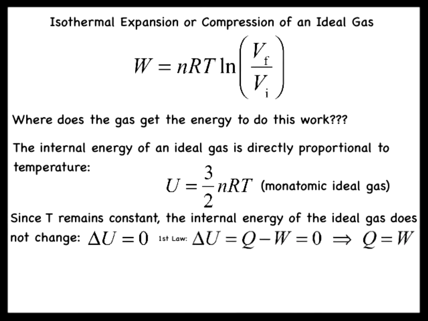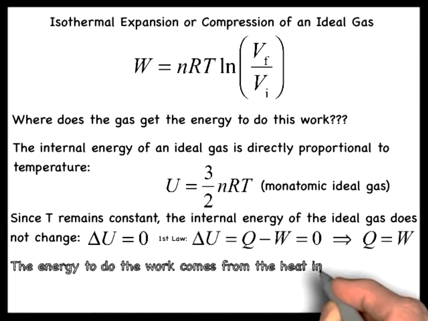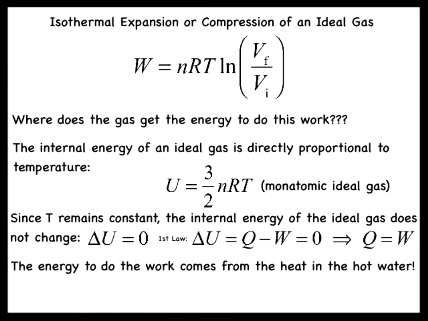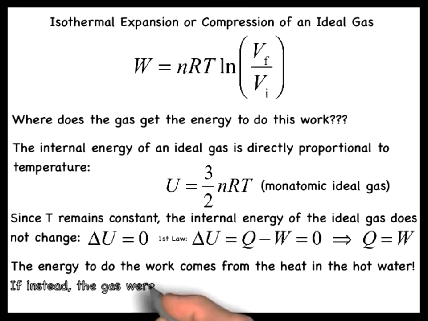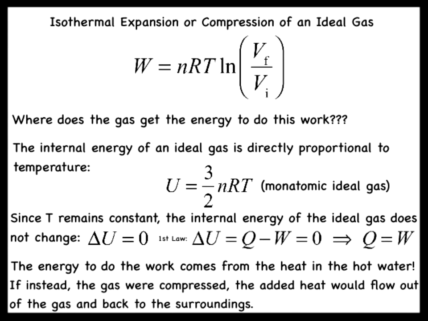In other words, Q is equal to W, and the energy for the work comes from the heat in the hot water. The system has removed heat from its environmental surroundings to do work on the piston. Likewise, if the piston were isothermally compressed, the equation above to calculate the work still applies, and heat will flow out of the gas back into its surroundings.